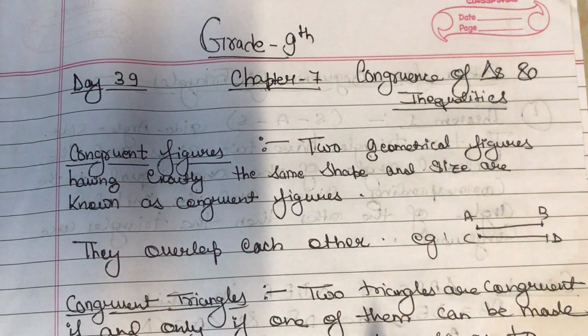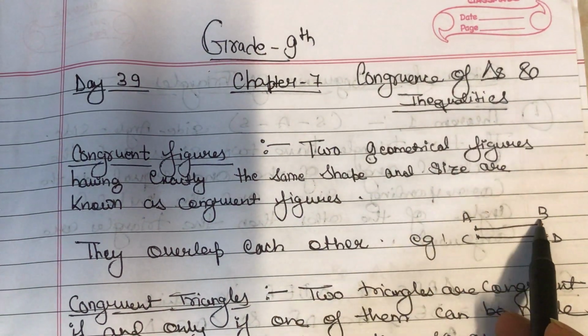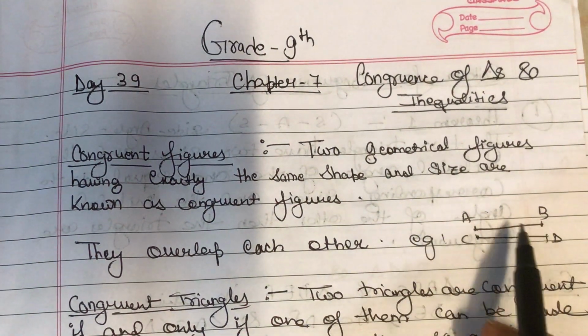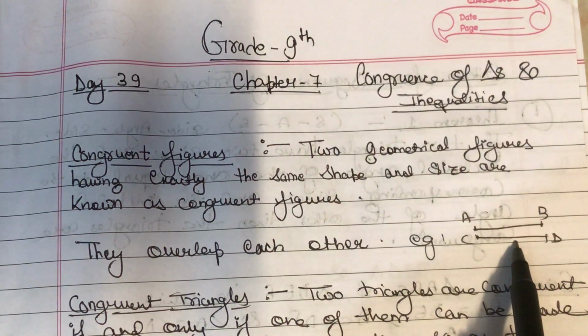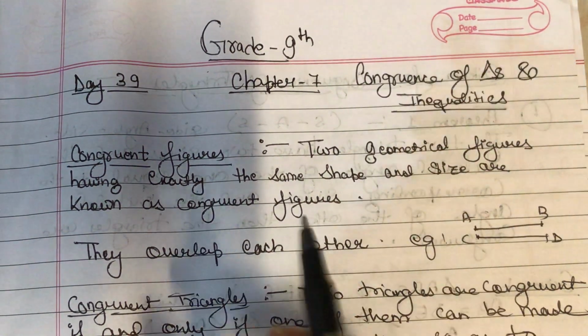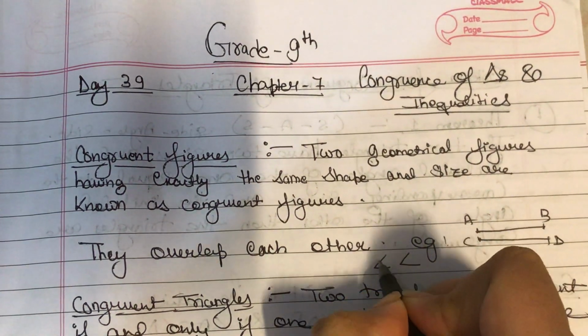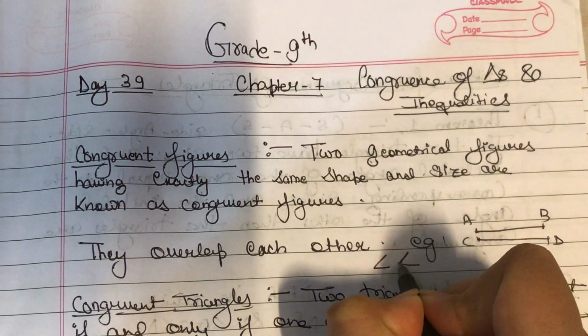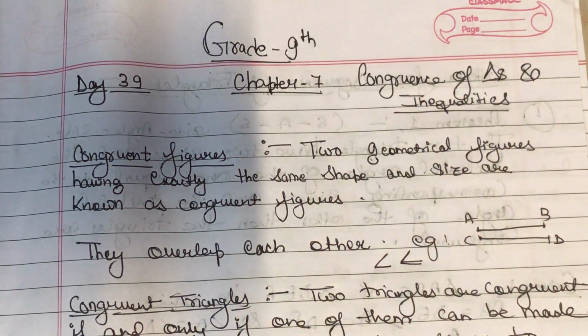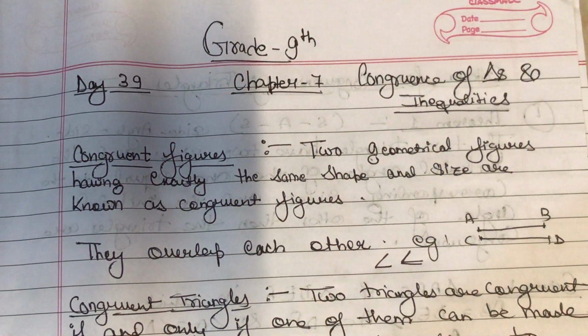Similarly, there can be two lines AB and CD such that they overlap each other, so they are congruent figures. Two angles also can be congruent, for example this angle and this angle. If they overlap each other, that means they are congruent angles.